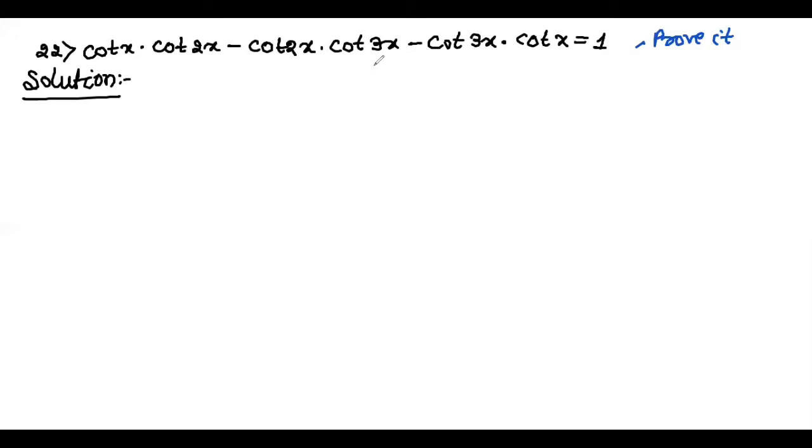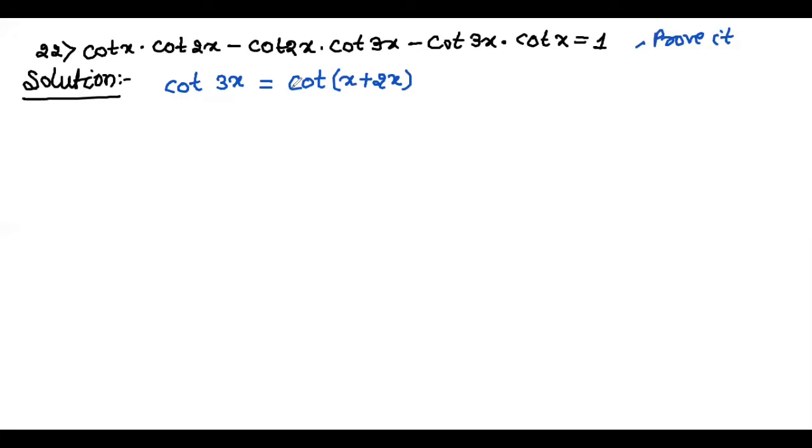In this type of question, we always consider the greatest angle first. Here the greatest angle is cot of 3x. We'll select that greatest angle from the question, so cot 3x is the greatest angle, and now I'm splitting this 3x into x and 2x. Means I can write it as cot of (x plus 2x).